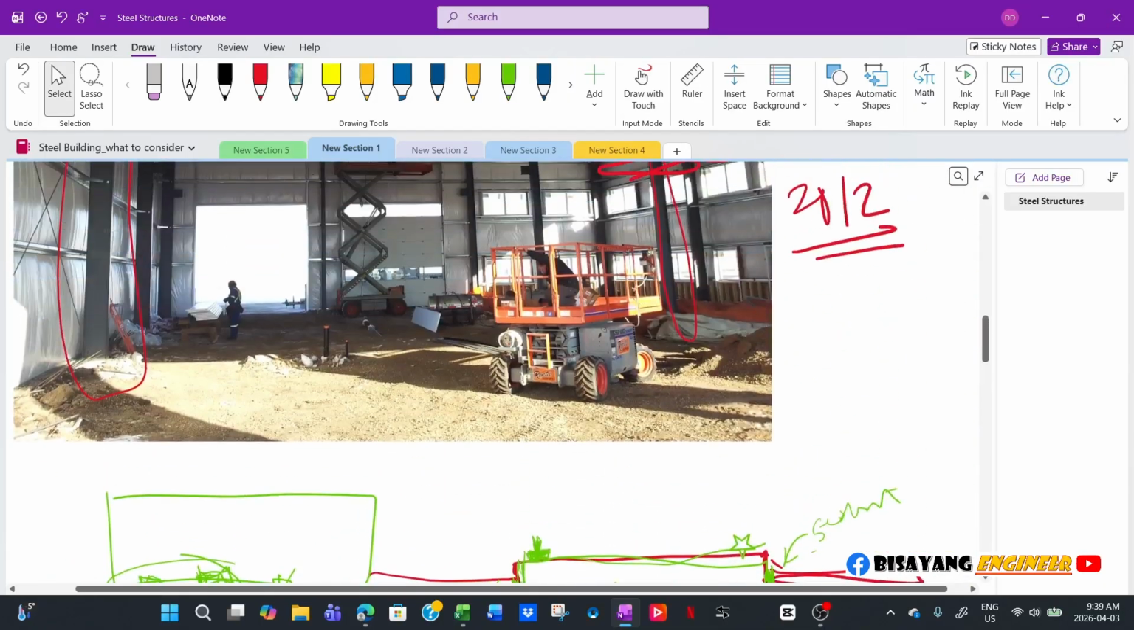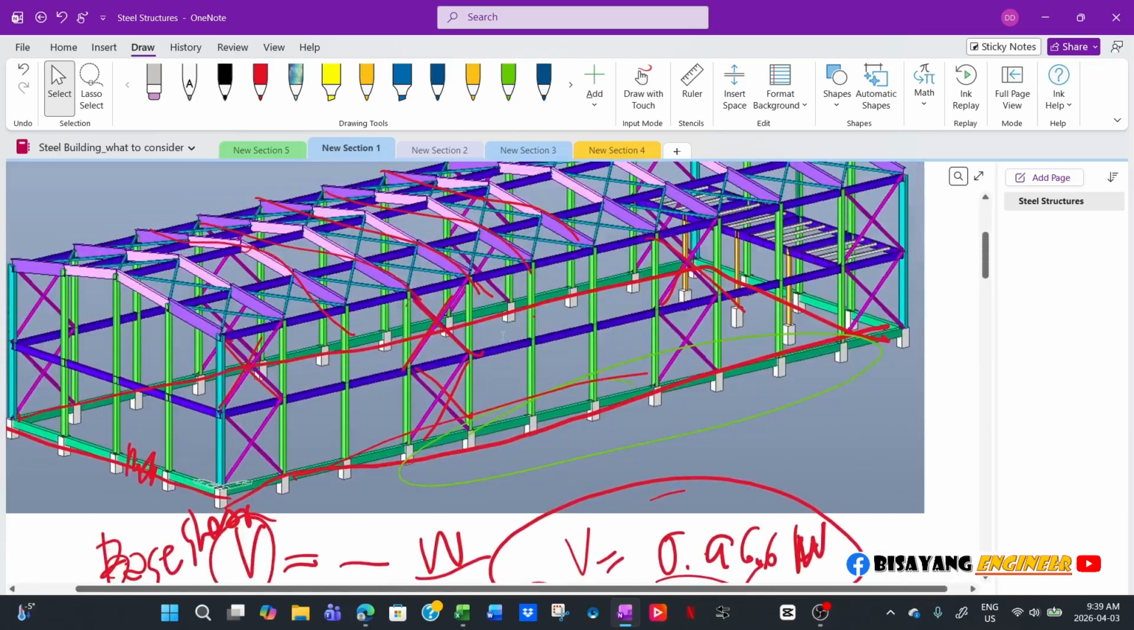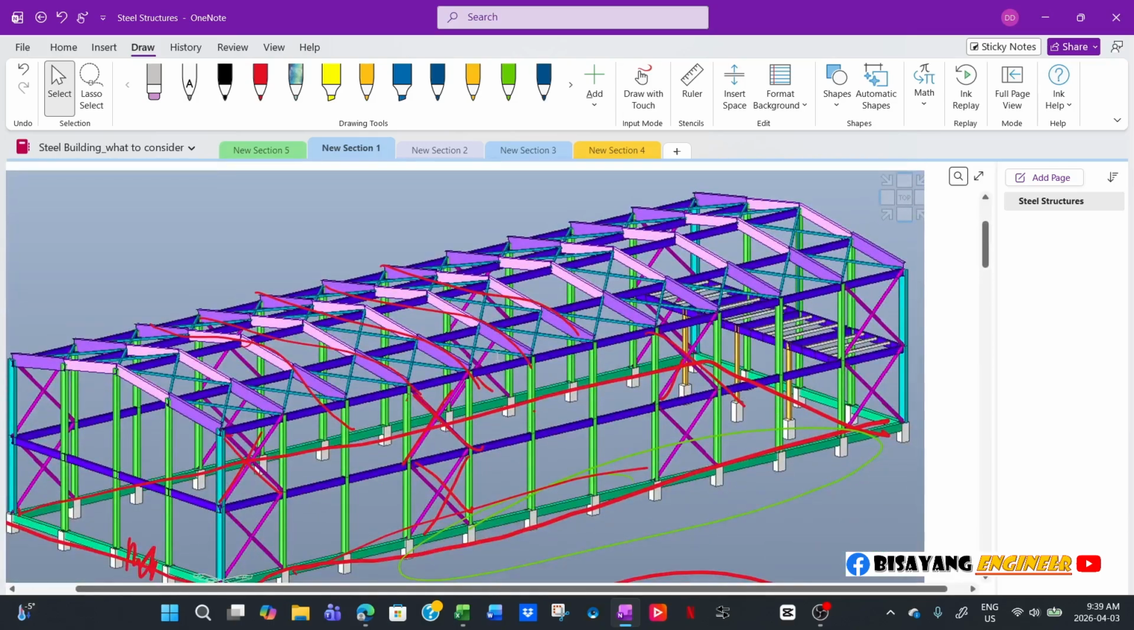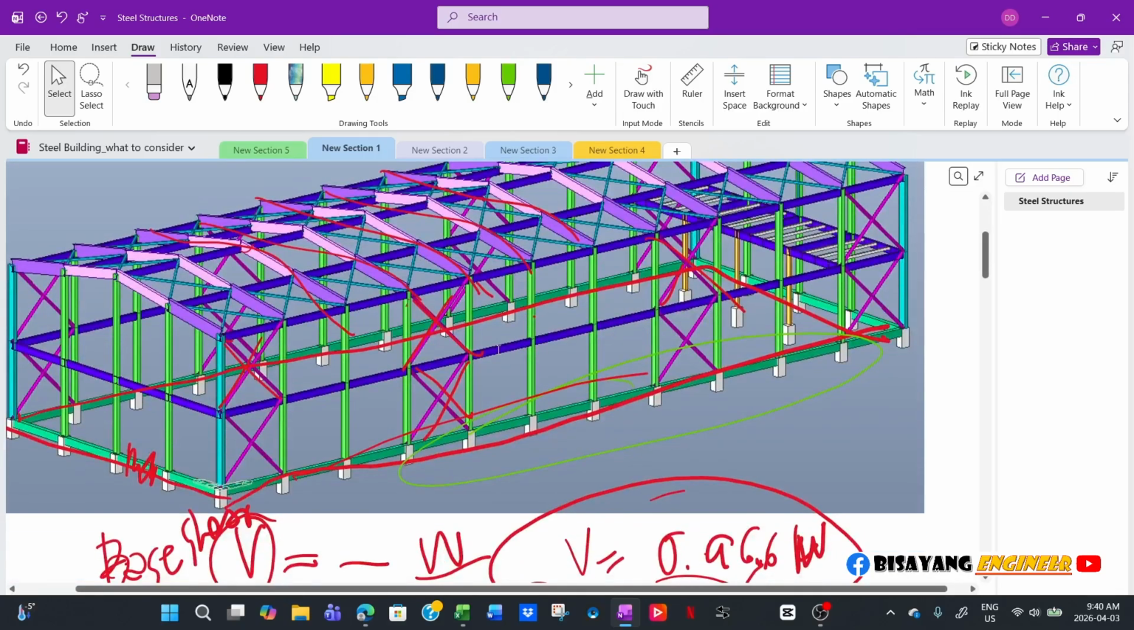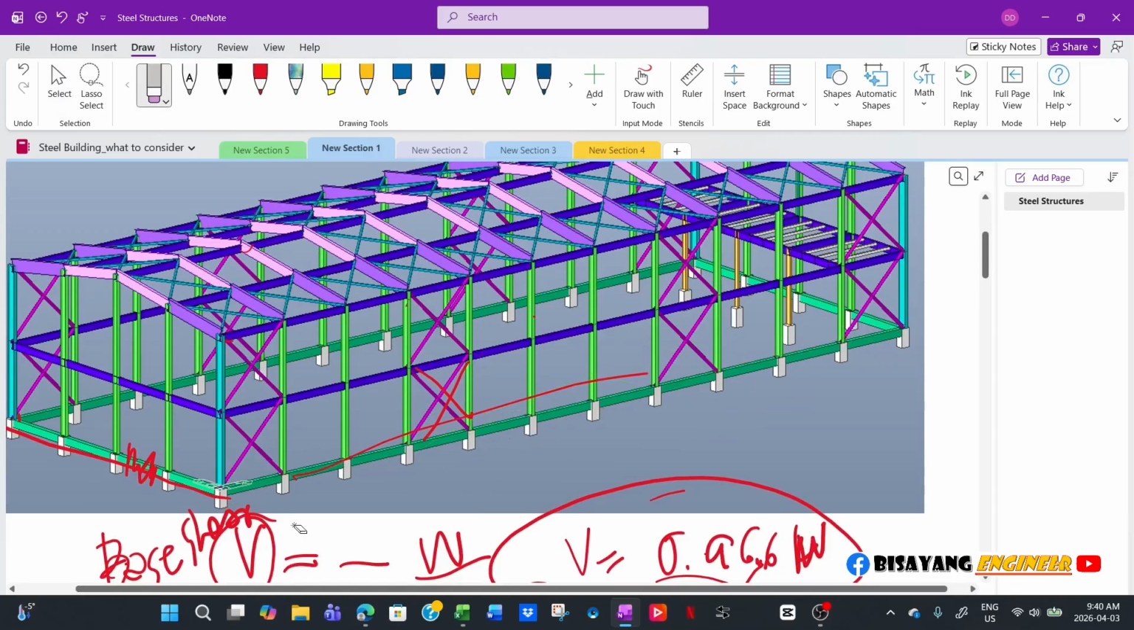So what else in my list here? I think that's it. I hope everything is covered now. One thing I also noticed, let's clear this on here.